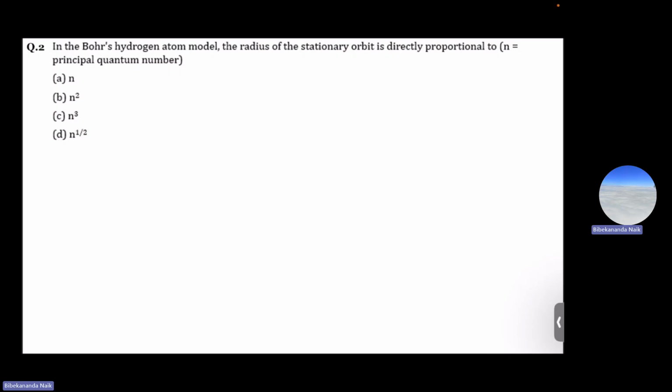So first we need to find out the expression for r, and from that expression we can see the dependency of r on n. So either it is proportional to n, or n square, n cube, or n to the power half, that we will figure out. So I'll give you a few minutes and then we will discuss.